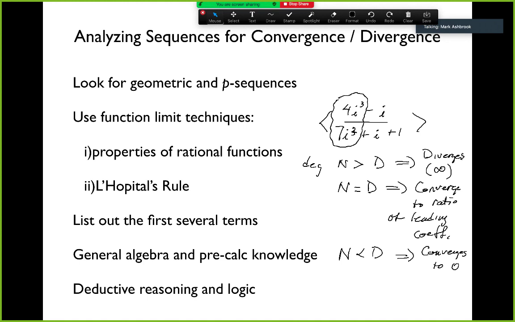So there is a common sense or thinking it through aspect to it. But we also have right now 4 solid tools: geometric, p-sequence, rational functions, and L'Hopital's rule. Those are 4 concrete tools that we have, and we can only use them when they apply, so we have to be good at identifying that. Okay, so let's do examples. Lots of examples here.